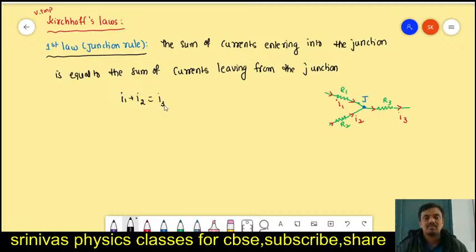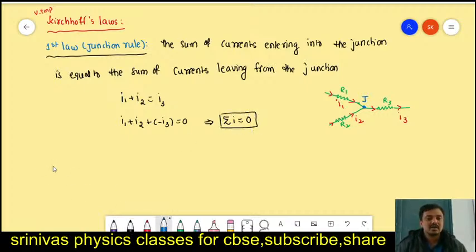The sum of currents entering into the junction is equal to the sum of currents leaving from the junction. If you write it, I1 plus I2 minus I3 is equal to 0. We can also write this as the algebraic sum of currents at a junction is equal to 0. This is also the junction law.